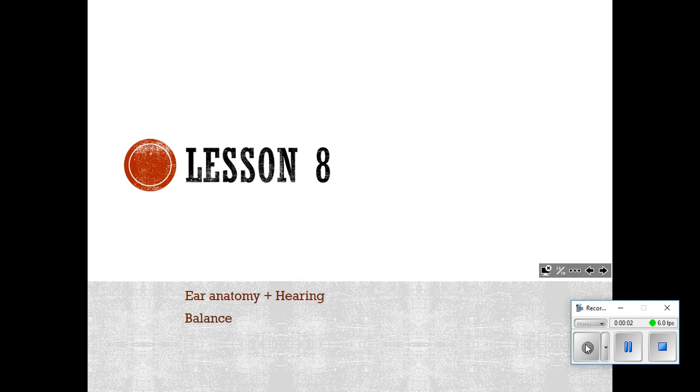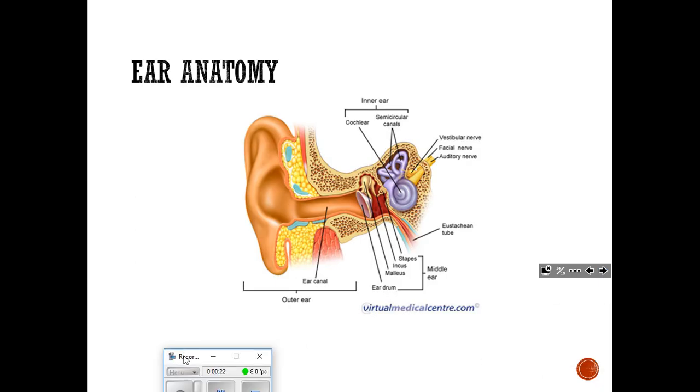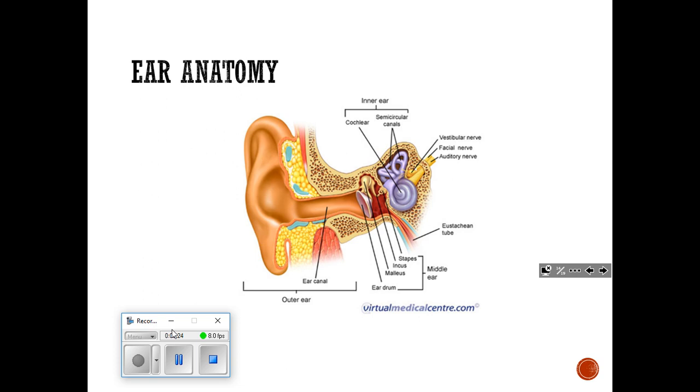So today we're going to talk about your ear, which is actually involved in two different things in terms of sensory perception. First, we're going to talk about hearing, which would be the obvious thing, but also about balance, because your ears play a really big role with that as well. So we're going to start by talking about some of the structures of your ear.